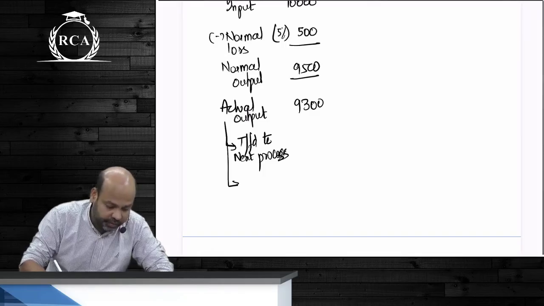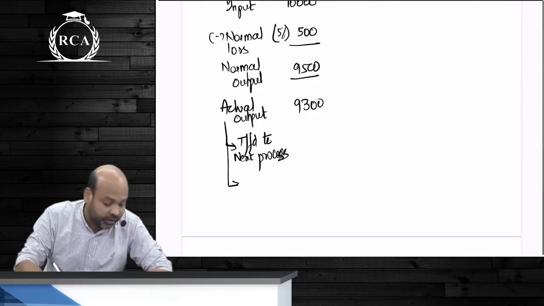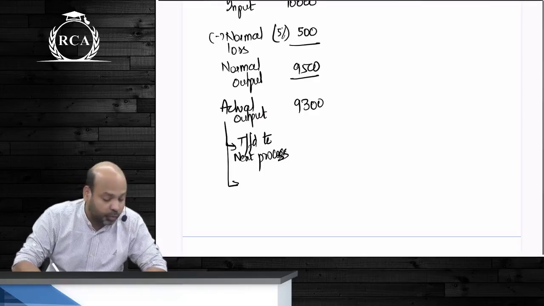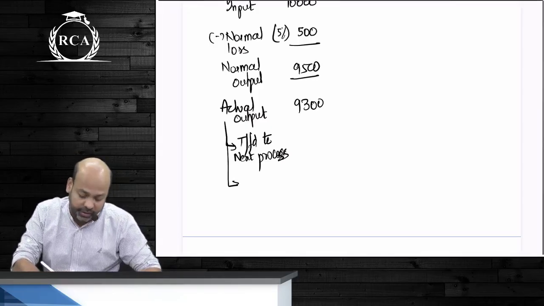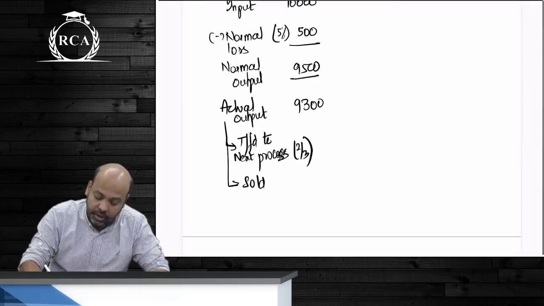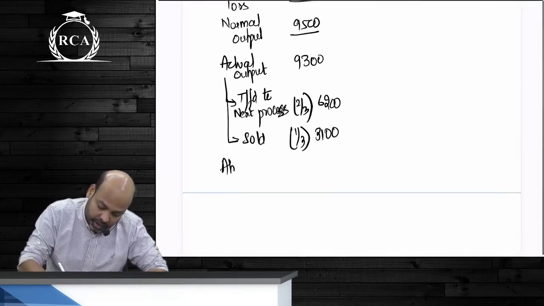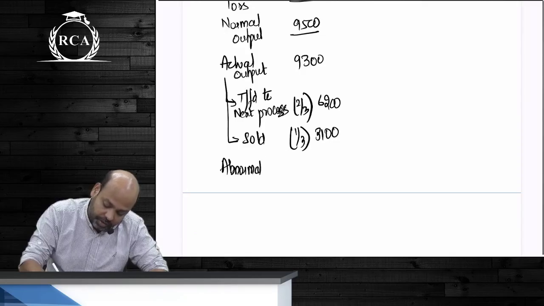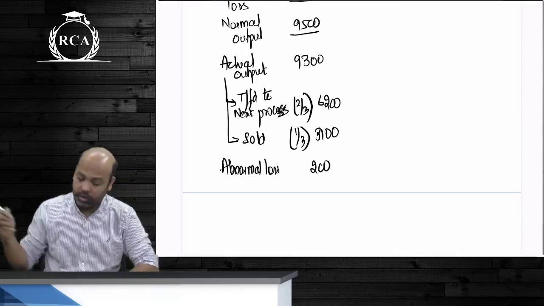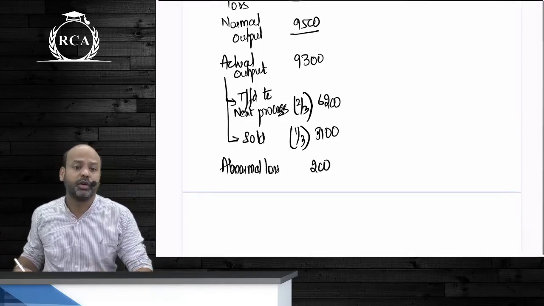Look at the sentence below. Actual output of the processes are given. After that, what is given? 2/3 of the output of process A and 1/2 of the output of process B was passed on to the next process. So here 2/3 of 9,300. How much is sold? Now I will write abnormal loss. How much is abnormal loss? Normal output 9,500, actual output 9,300. There's an abnormal loss of 200 units.